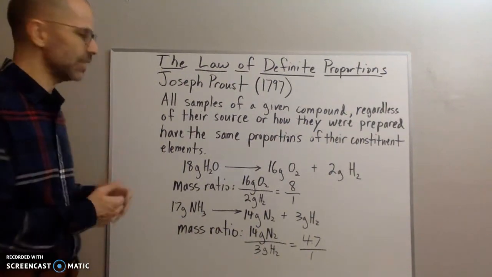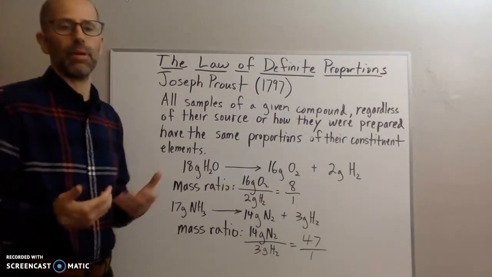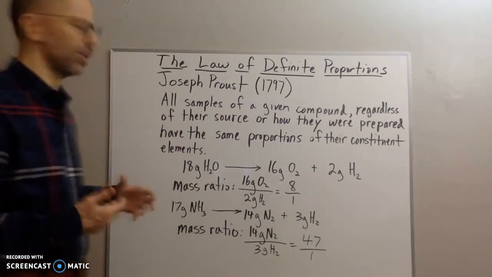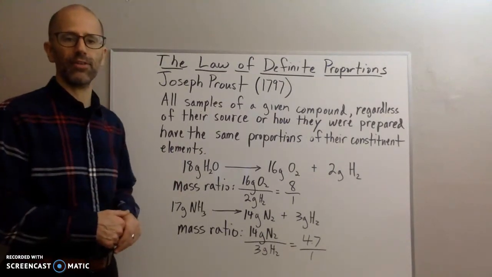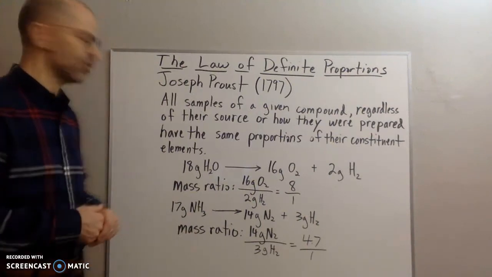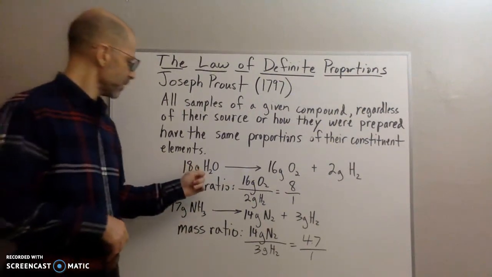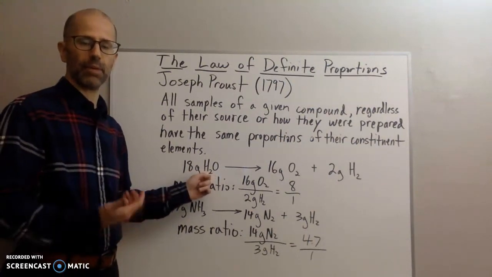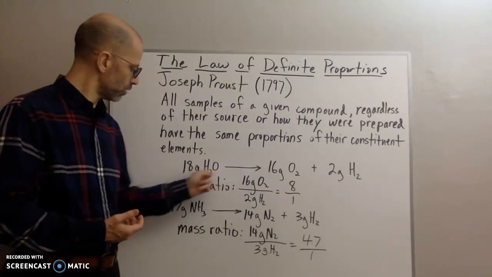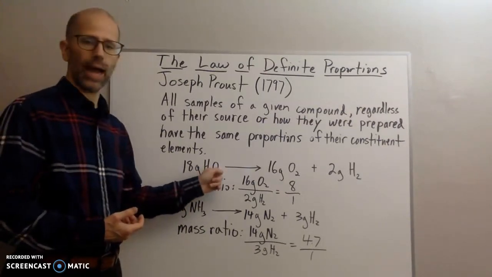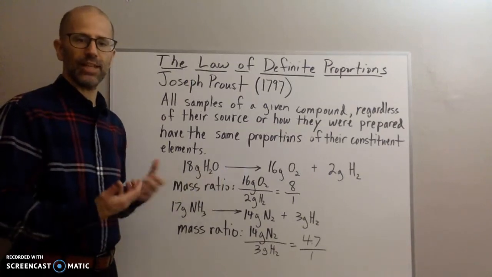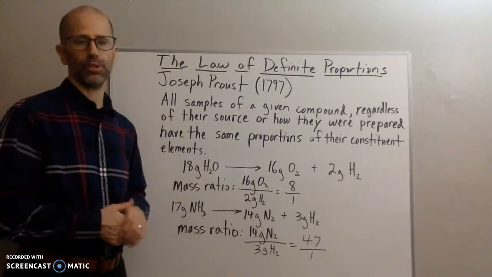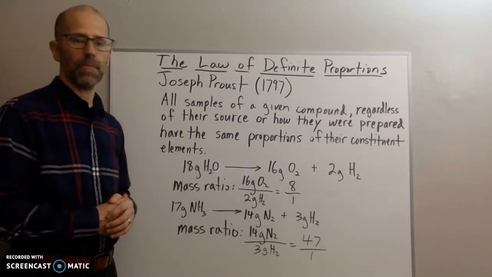Now, again, how does the atomic theory relate to this? Well, this is something that we would expect if things are made out of atoms. You can see here that if a compound such as water is always made out of the same number of atoms, 2 to 1, so I have 2 hydrogens to 1 oxygen, and if that is always the same, then we would expect that the mass proportions are going to be the same as well, right?